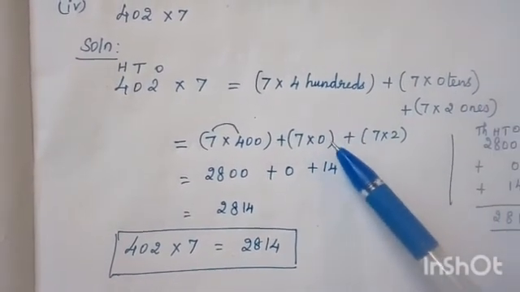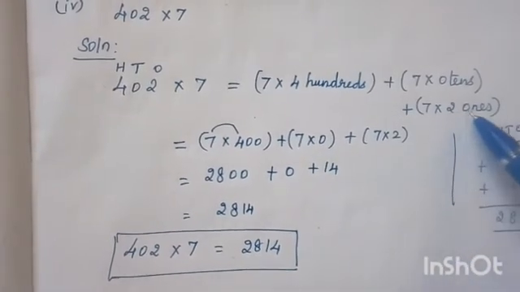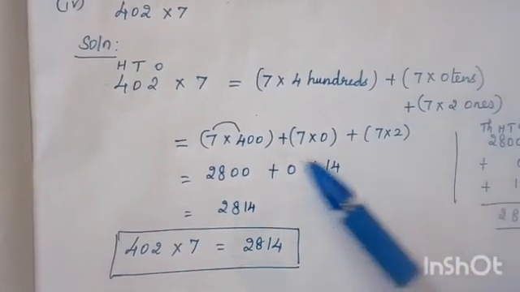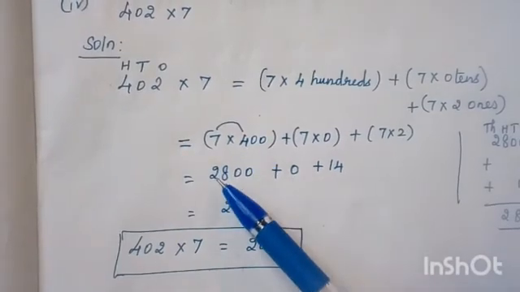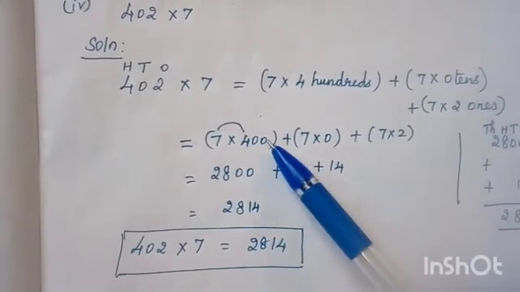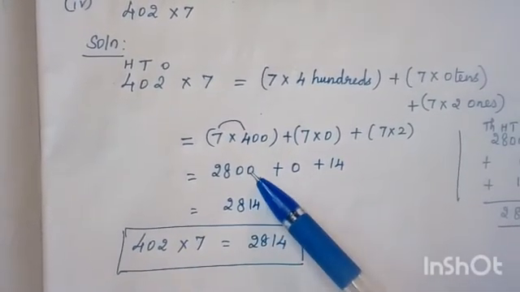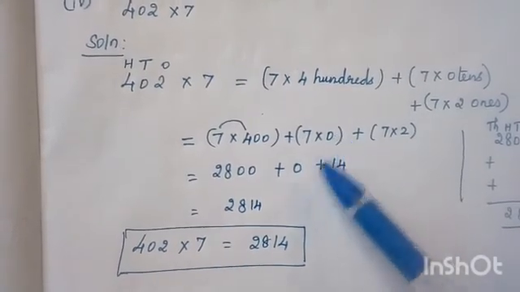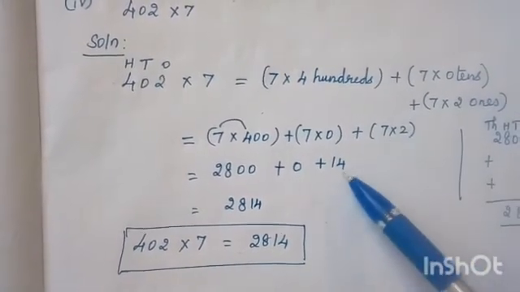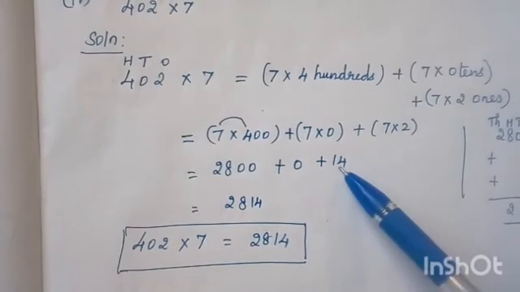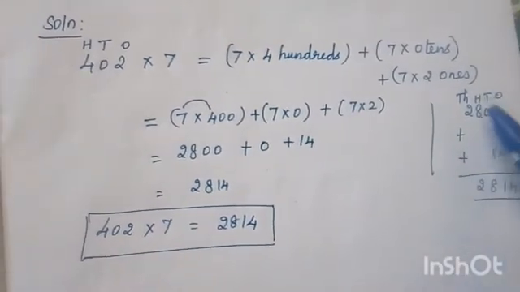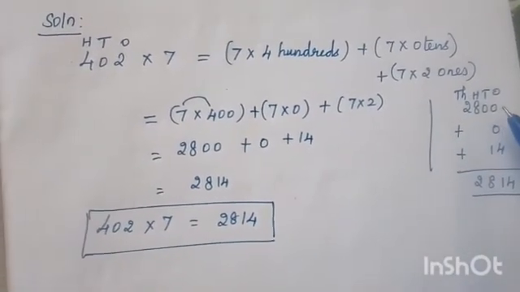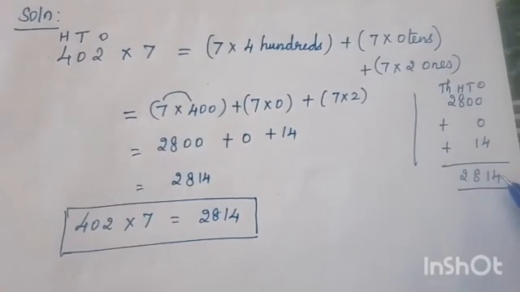So 7 into 0 plus 7 into 2 ones. 7 fours are 28. At the end of the digit we have 2 zeros, so write them at the end. 7 into 0 is 0. 7 twos are 14. Now we have to add these numbers. First denote the place values, then write the numbers one by one according to the place value.